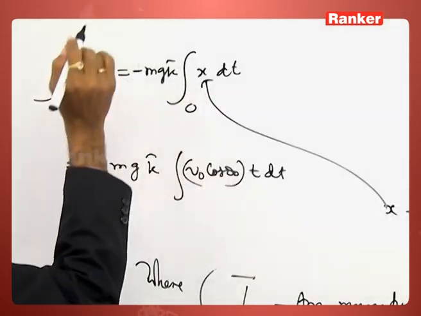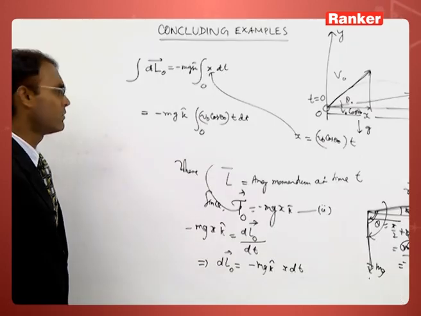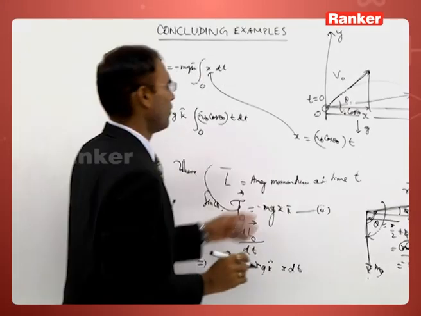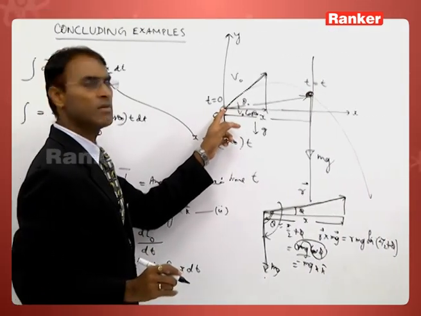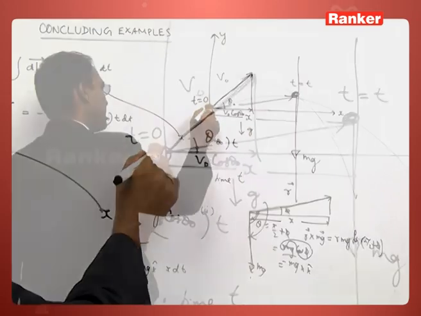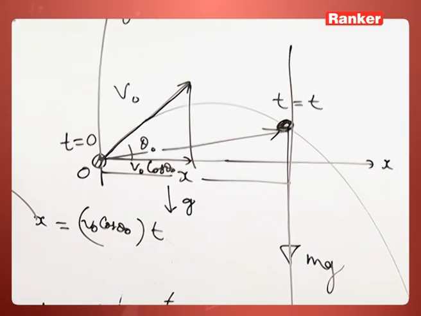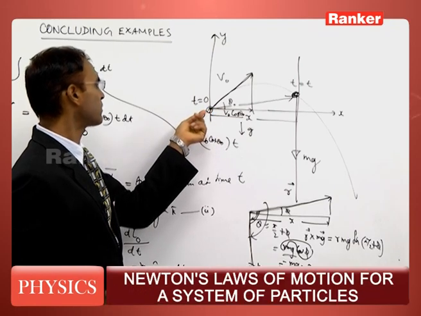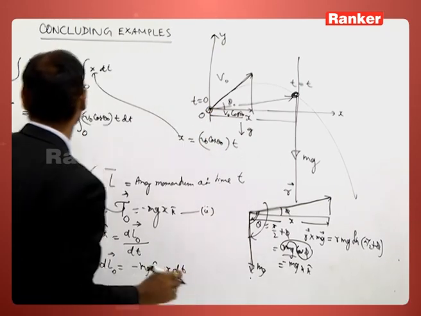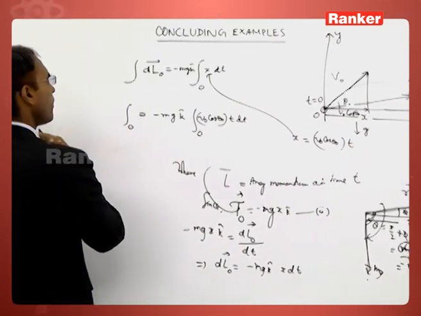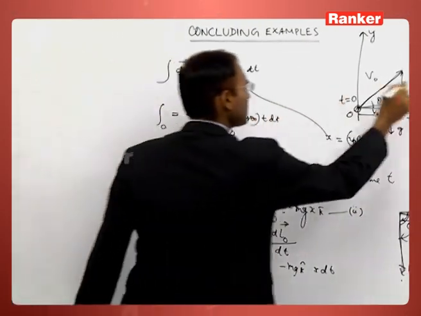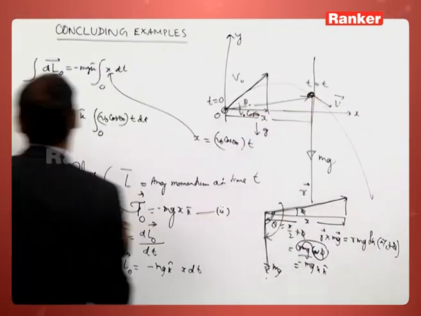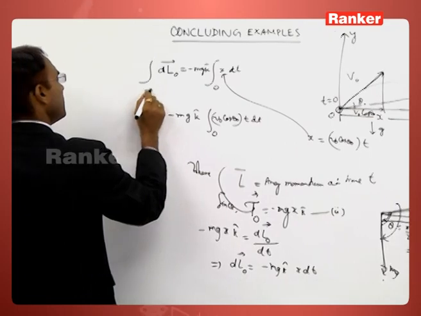At time t equal to 0, the angular momentum will be 0, because the particle was here. When the particle is here, the r vector or the x vector is 0 with respect to this point. Therefore, the angular momentum becomes 0. When the particle comes to this position, having the velocity v, its angular momentum let be L.